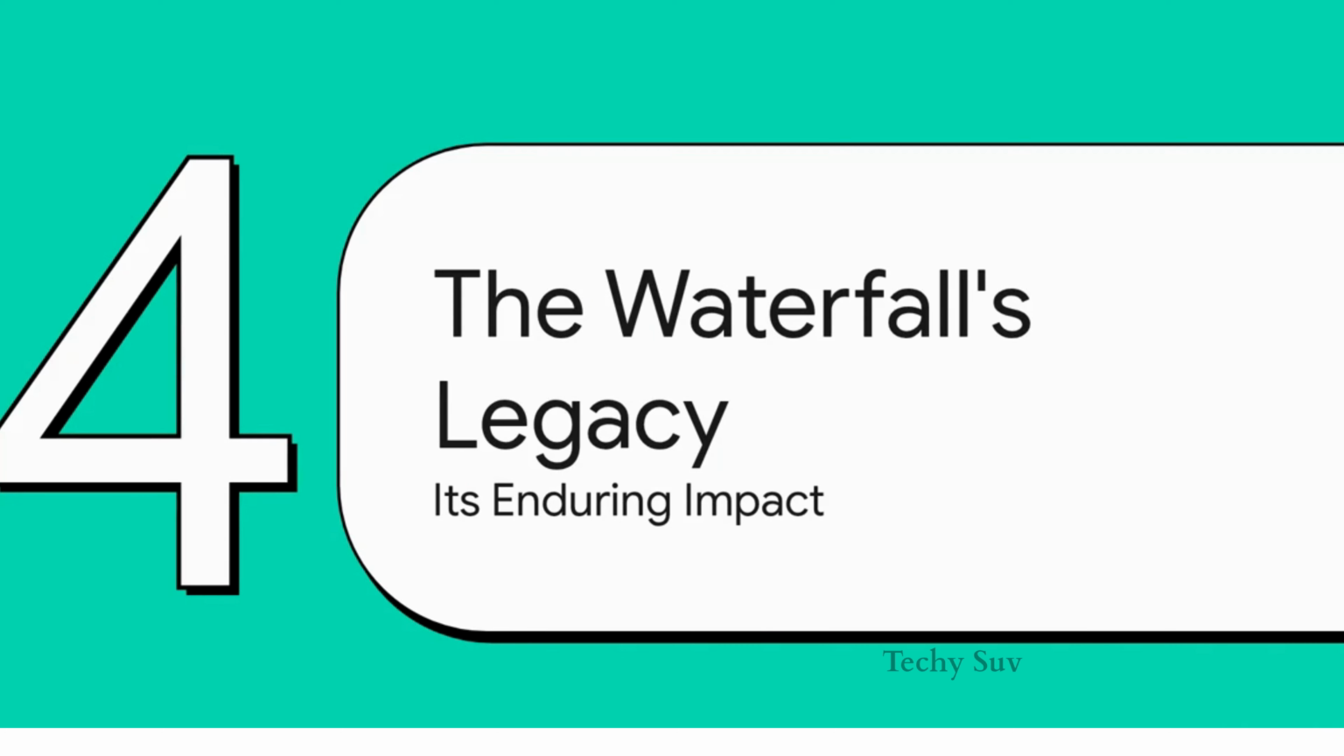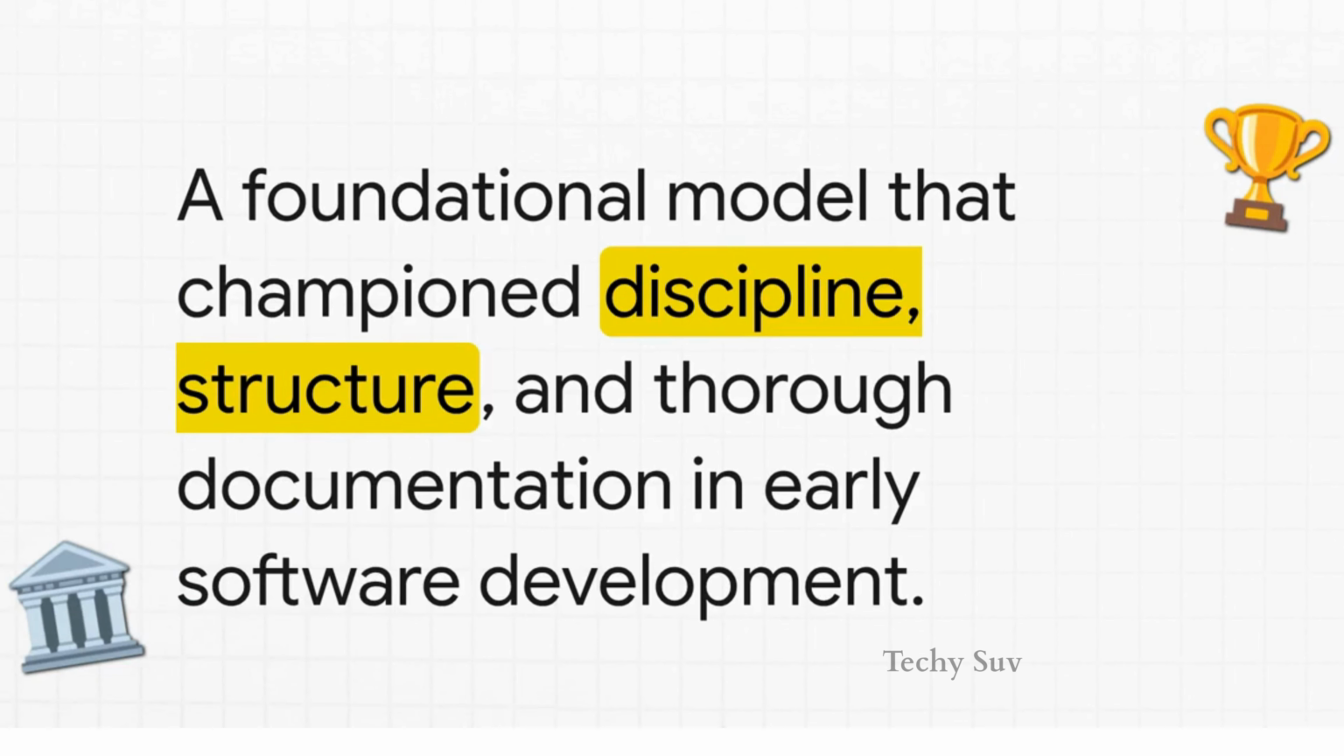Now, I know that modern methods like Agile have pretty much taken over because they're so flexible, but it would be a huge mistake to just write off the waterfall model as some kind of dinosaur. Its impact on how we build software is actually really profound, and it's still felt today. When you get right down to it, the waterfall model's legacy is that it's foundational. It taught an entire generation of engineers the incredible value of discipline, of planning, and of clear documentation. It really brought a much-needed engineering structure to what was, back then, the pretty chaotic art of making software.